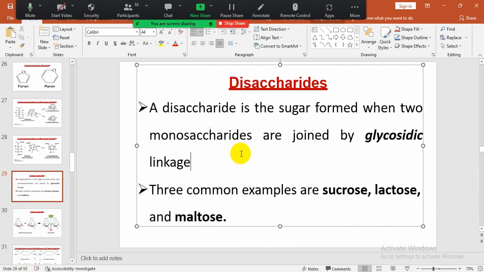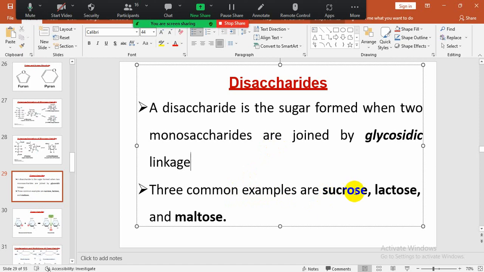Okay, so let's go and do some small reading. Disaccharide: a disaccharide is the sugar form when 2 monosaccharides are joined by glycosidic linkage. There exist 3 common examples, which are sucrose, lactose, and maltose.